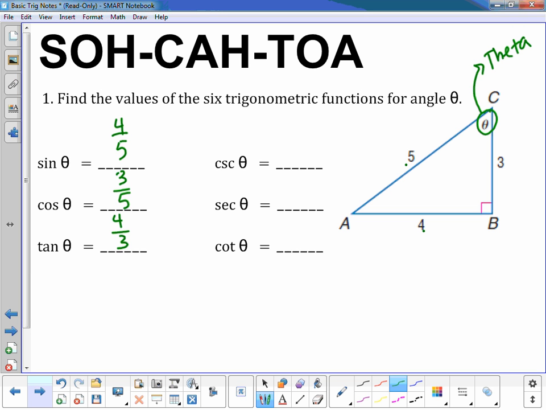Now those reciprocal functions, I'm just flipping them upside down. So that means the cosecant of theta is 5/4, because that's hypotenuse over opposite. Secant of theta is hypotenuse over adjacent, which would be 5/3, and the cotangent of theta would be adjacent over opposite, which is 3/4. So those are my 6 trig functions, and if I was trying to find them or identify them, that's what they would look like. Let's move over to the back and see if we can take a look at the next example.